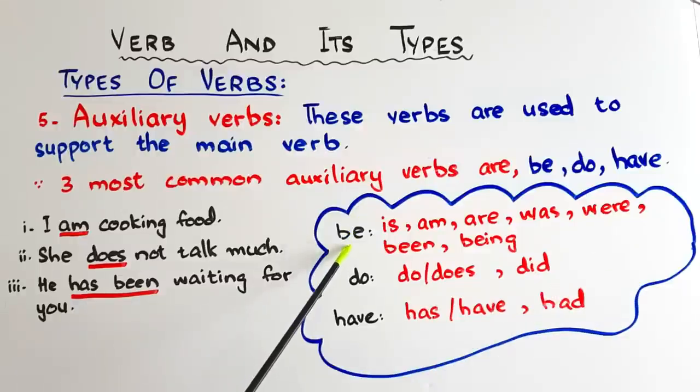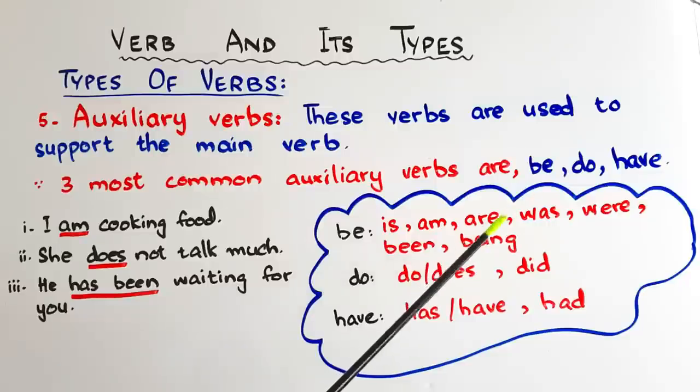The different forms of verb be are is, am, are, was, were, been, and being. Different forms of verb do are do, does, and did. And then we have the verb have in its form has, have, and had. You may find be verb as a main verb in many sentences, but if there is another verb after the be verb, like here it was cooking or here it was waiting, so any of this can become the helping verb. And we can guess the tense of the sentence with the help of these verbs.